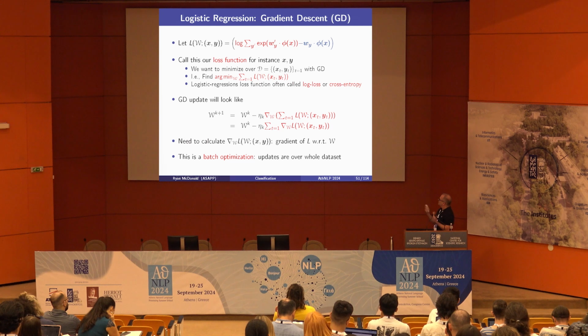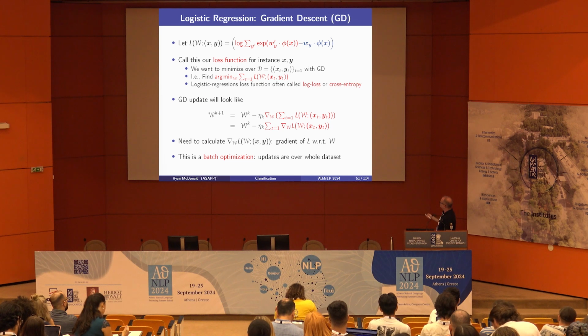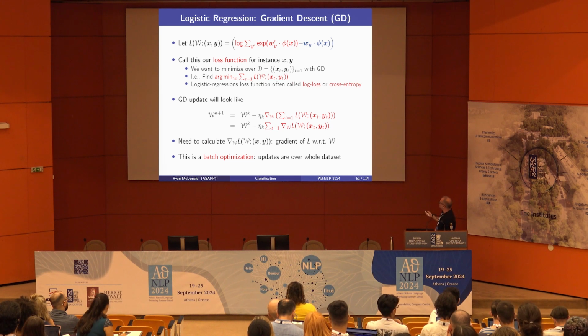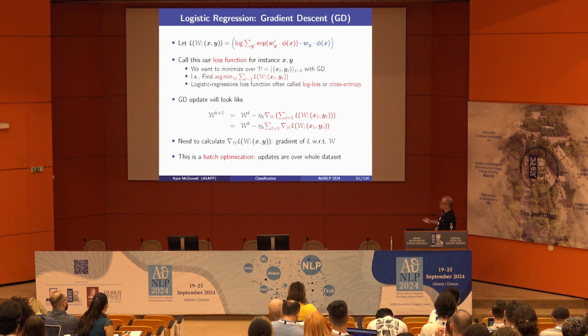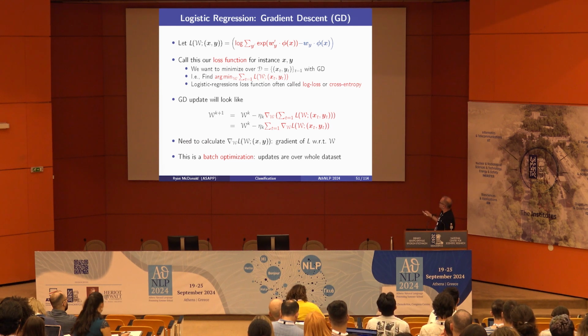Okay, so gradient descent for logistic regression. This is our loss function. If you remember, we wanted to minimize this. This is for a single instance. We want to minimize this for all the training examples, right? We want to have the score of the correct label as big as possible and the normalization term to be as small as possible, right? So put all the mass on the correct label, right?